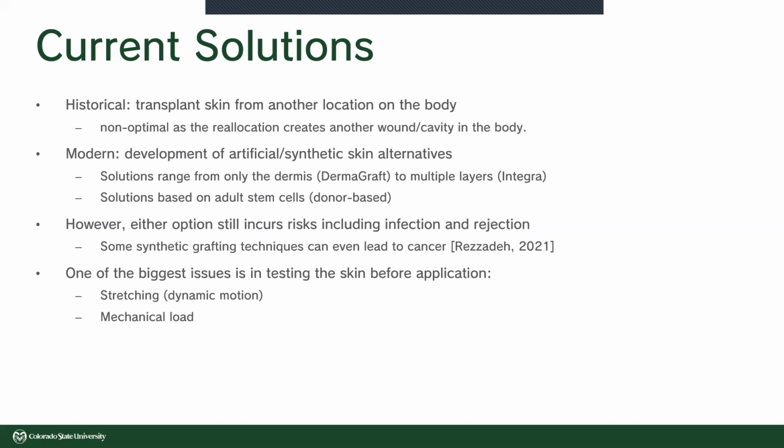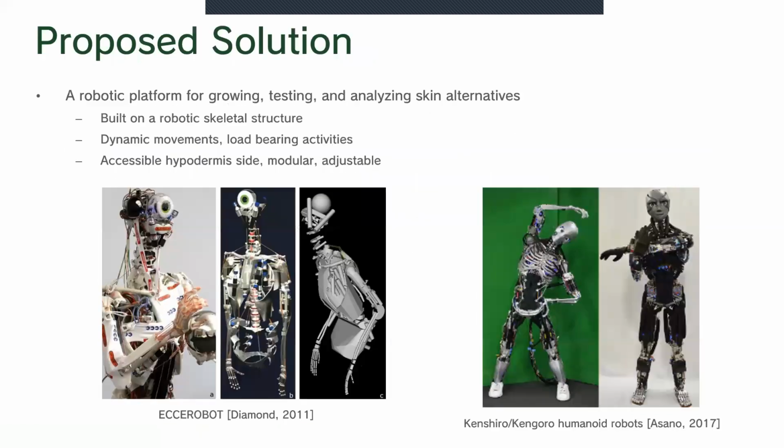move in a dynamic way. We also have mechanical loads. These types of stretching and these behaviors, we need to be able to test them. And if the skin replacement is in a static location, that's not possible. So my proposed solution is to build a robotic platform for growing, testing, and analyzing the skin alternatives.